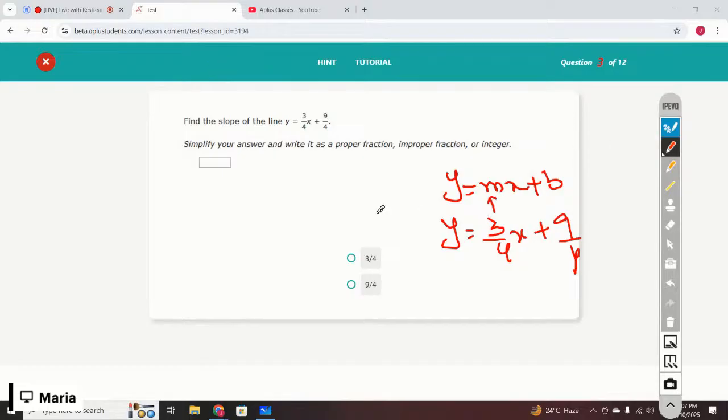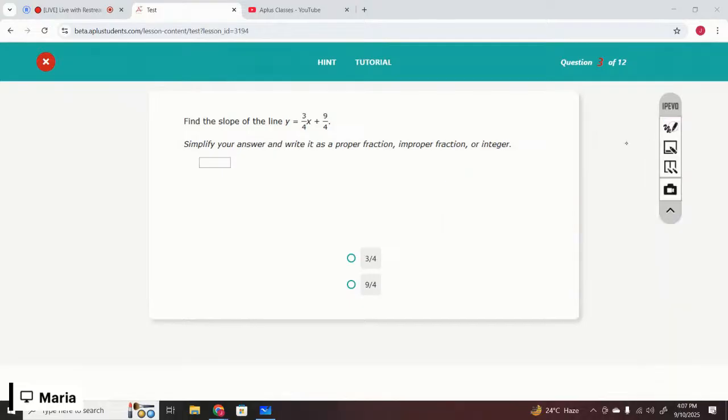So m equals 3 by 4. The correct option is 3 by 4. Option number 1 is the correct option.